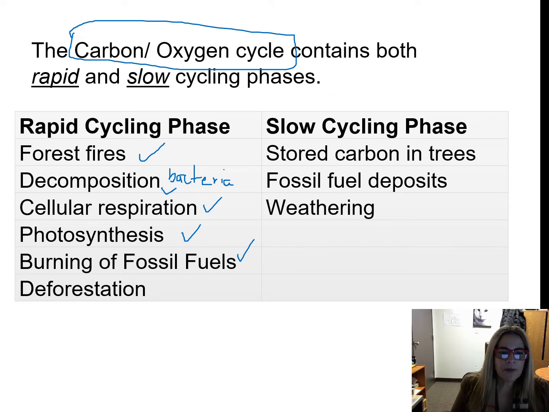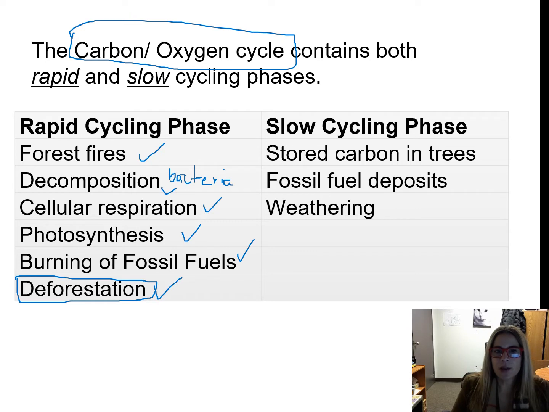And then the last one on here that is considered to be rapid cycling is deforestation. And that, of course, is large scale destruction of forests in a short period of time. Okay, so deforestation isn't like cutting down a Christmas tree occasionally, it's large scale removal of trees from an area. And of course, sometimes kids are like, well, how does that pertain or how does that relate to the carbon cycle? Well, it's because the fewer trees you have on the planet, the less CO2 can actually be taken from the atmosphere for photosynthesis. So it all kind of contributes to that buildup of CO2 in the atmosphere.